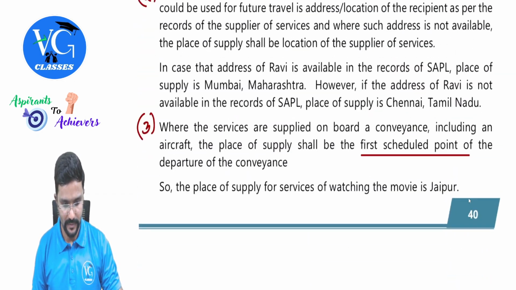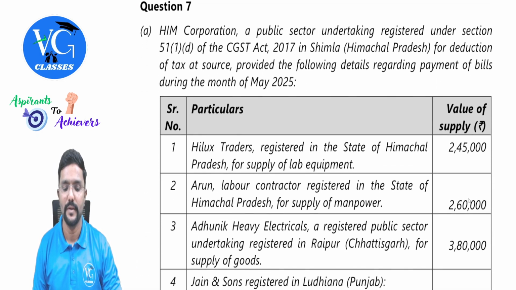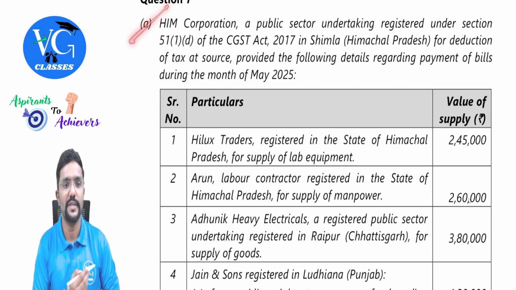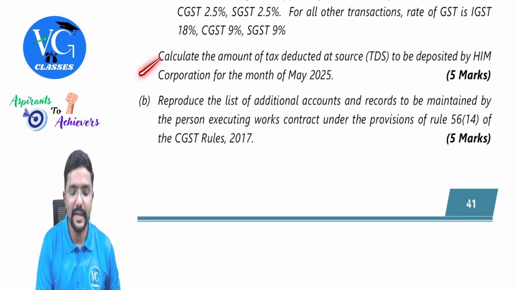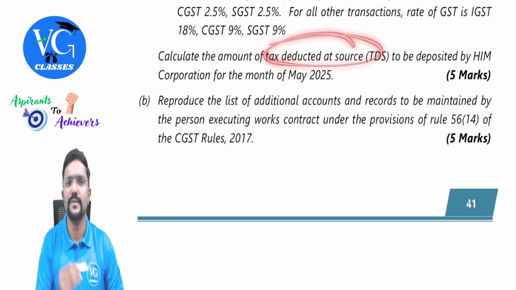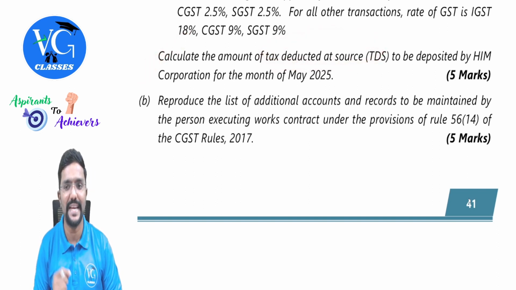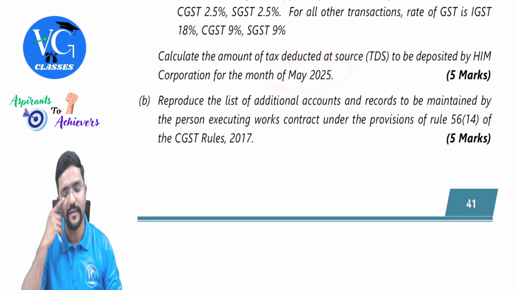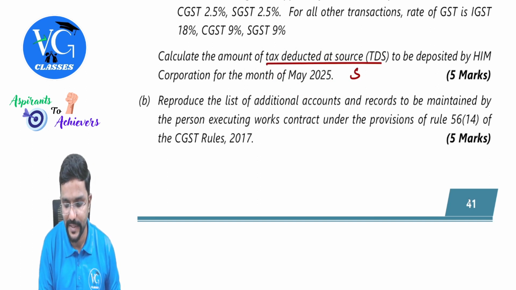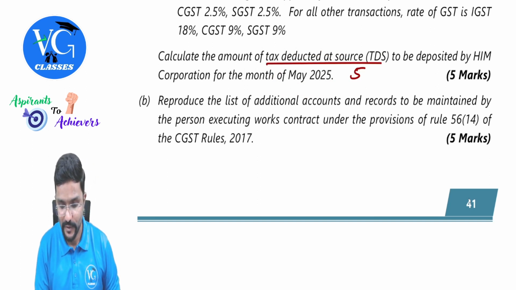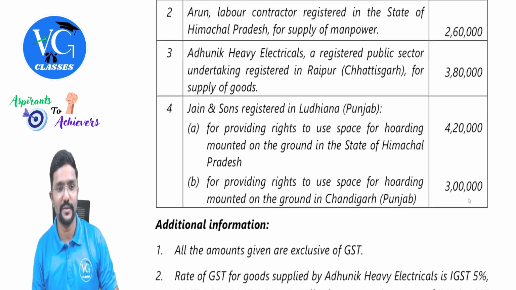Question number 7 under that sub question A. What is this question on? Calculate the amount of tax deducted at source, that is TDS, to be deposited by HIM Corporation for the month of May 2025. So the question is on section 51, guys. Tax deducted at source means section 51. So small topic, but still 5 marks question is asked.